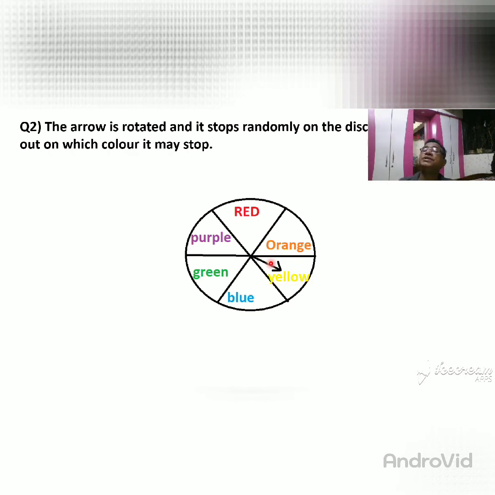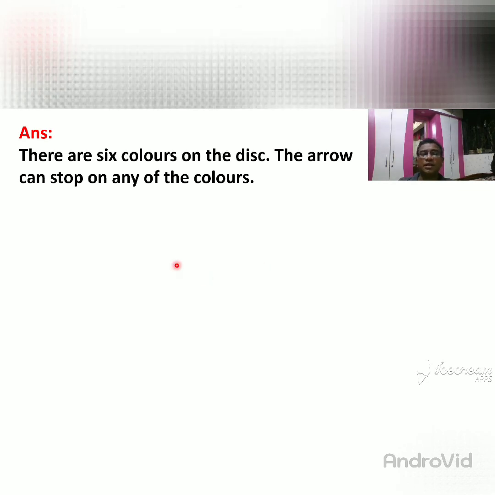Out of these 6 colors, the arrow is not stopped, because on a disc they have the arrow, and whatever the color on the disc, only there the arrow is stopped. So remember that on a disc they have 6 colors, so the possibilities that the arrow stops is 6. So your answer is there are 6 colors on a disc. The arrow can be stopped at any of the colors. Do you understand why it is 6 possibilities? Because on a disc they have 6 colors.